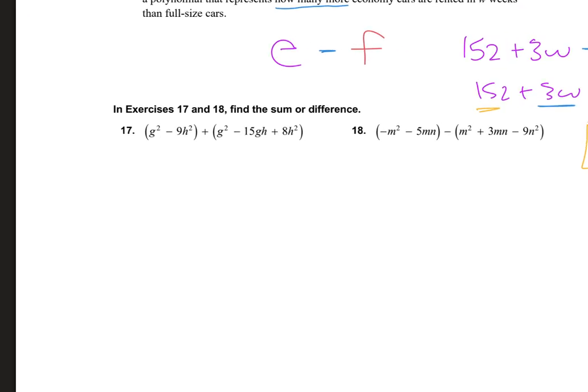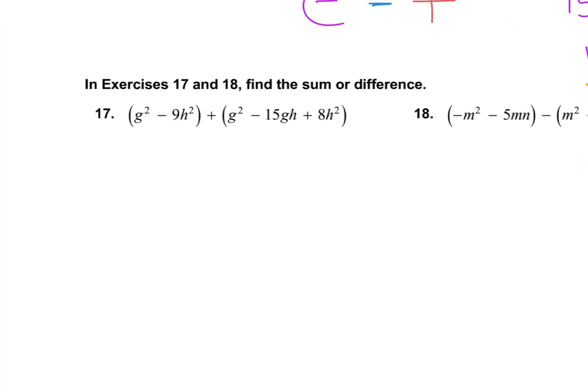Find the sum or difference. Now they've just mixed it up for you. So here's what we're doing. We're doing g squared plus g squared. That's 2g squared. We got negative 9h squared plus 8h squared. Well, that's negative h squared. And then that guy's left over.